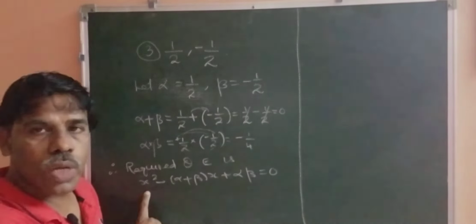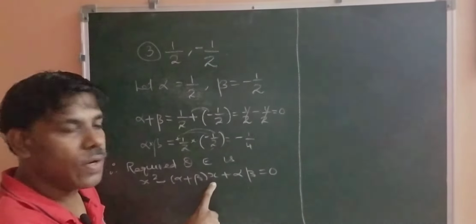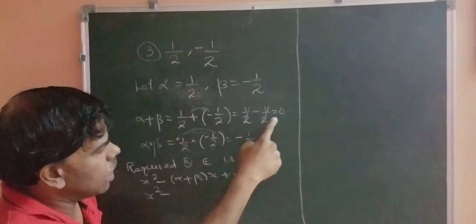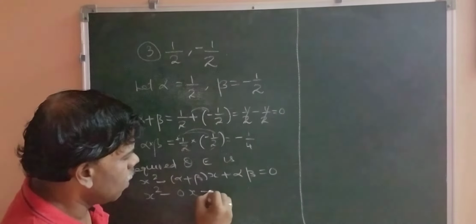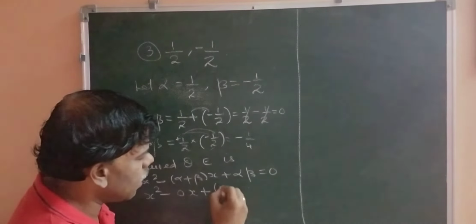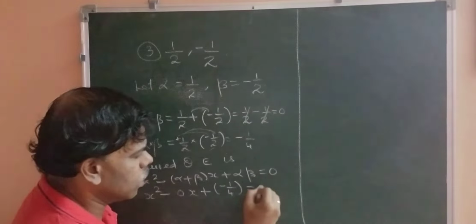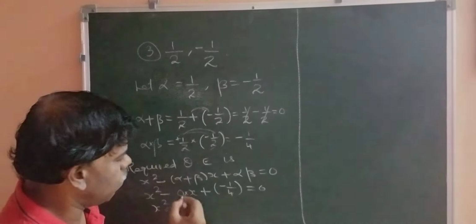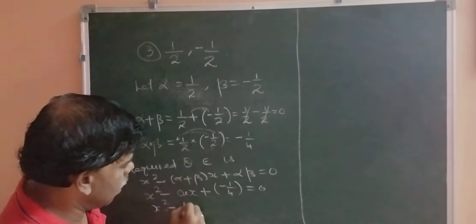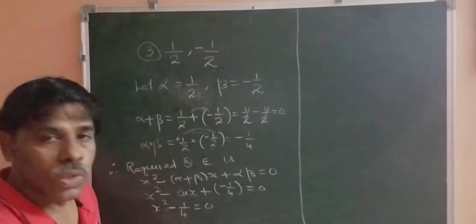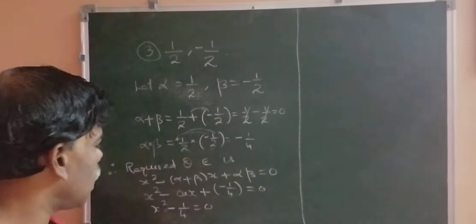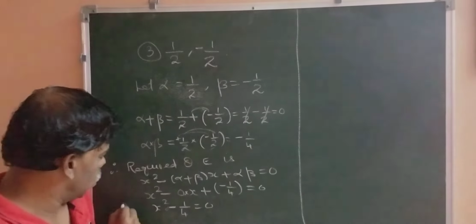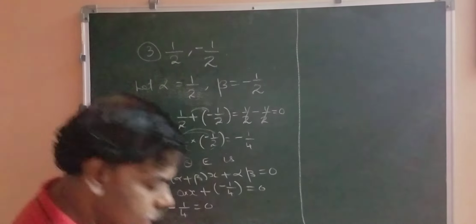What is that? x square minus alpha plus beta into x plus alpha beta equal to 0. Now you substitute the value. 0 into x plus minus 1 by 4 equal to 0. So x square minus 0 into x, 0, plus into minus, minus. So the required quadratic equation is x square minus 1 upon 4 equal to 0. This is the answer, right?